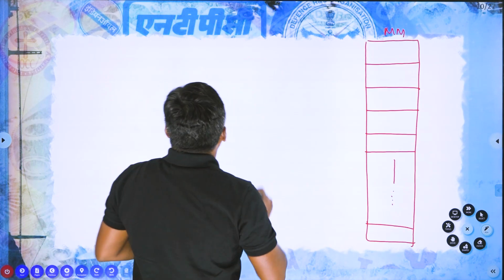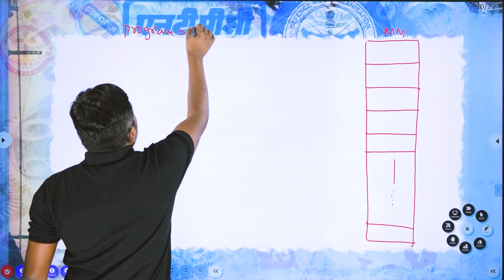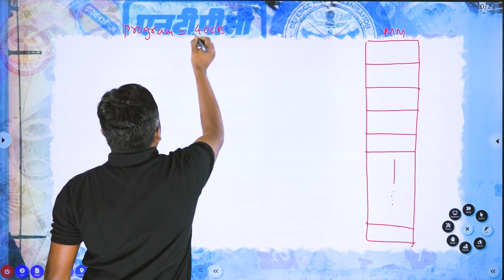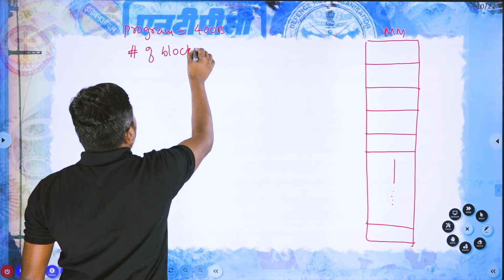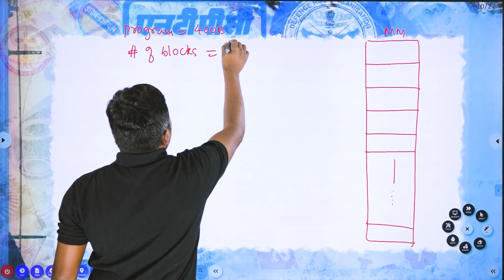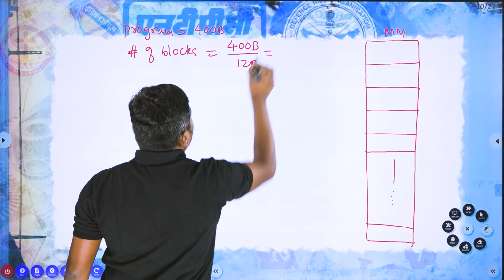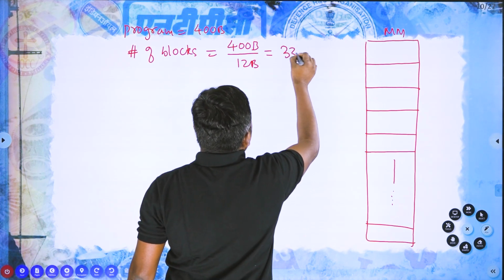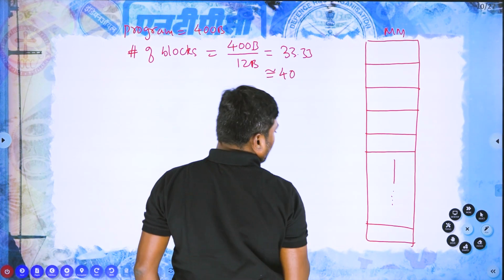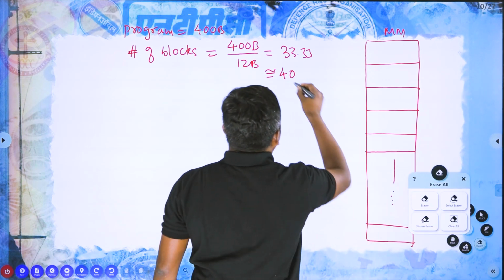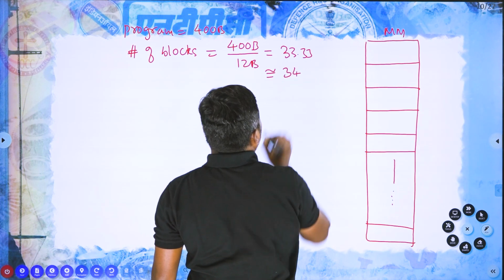Now the program segment size is 400 bytes, okay, fine. So the number of blocks required to store this program is 400 bytes divided by block size 12 bytes. So how much will we get? 33.33. So now how many blocks do I need? 34 blocks required. Are you getting my point?